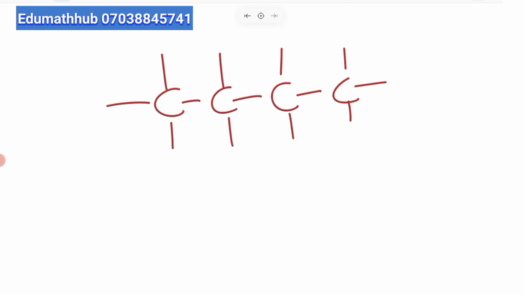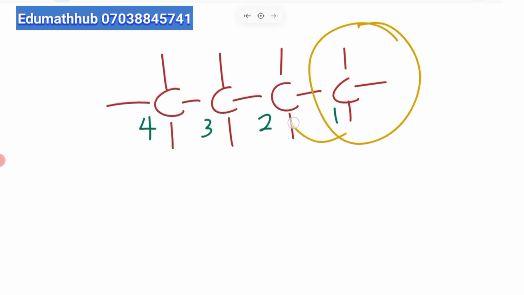So if you look at this structure right here, let me number it first. So you have 1, 2, 3, 4. So there are 4 carbon atoms here. The carbon atom that is attached to only one other carbon atom is the 1st degree carbon atom. So this one is the 1st degree because it is attached only to this one here. This carbon 4 is also a 1st degree carbon atom because it's attached only to this carbon 3.